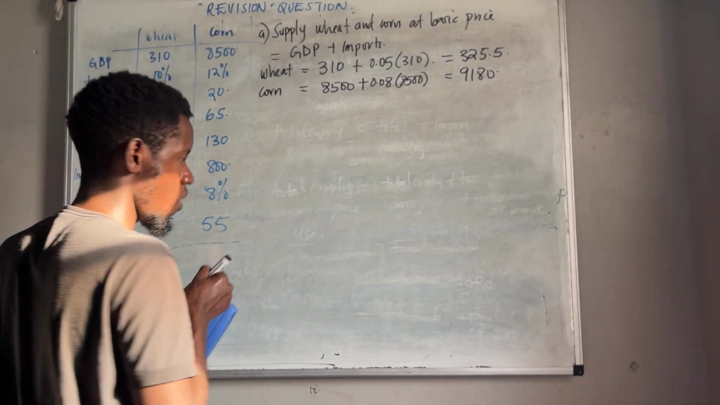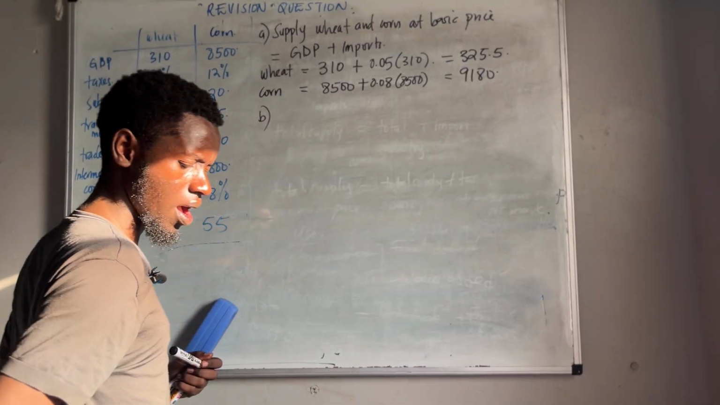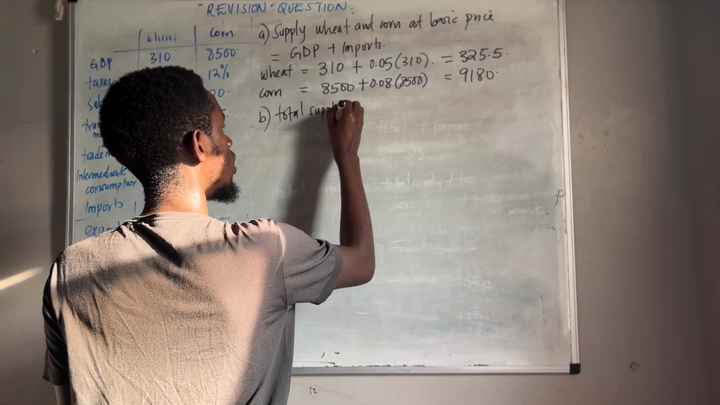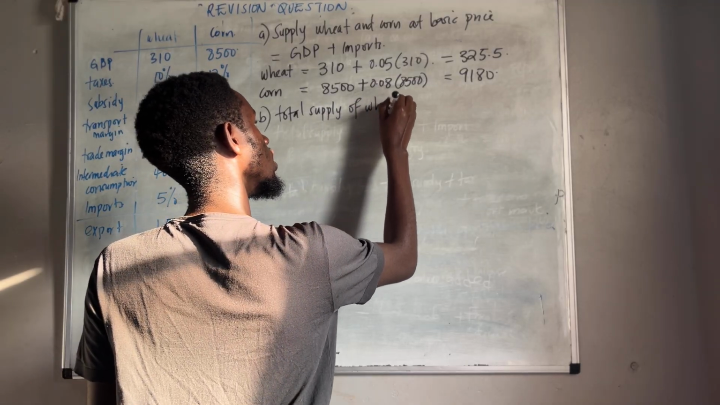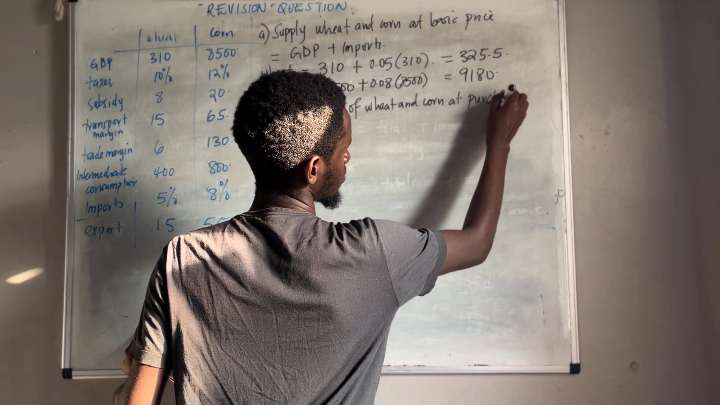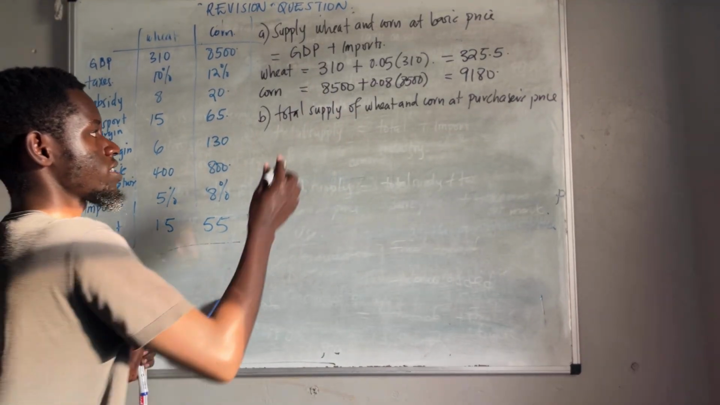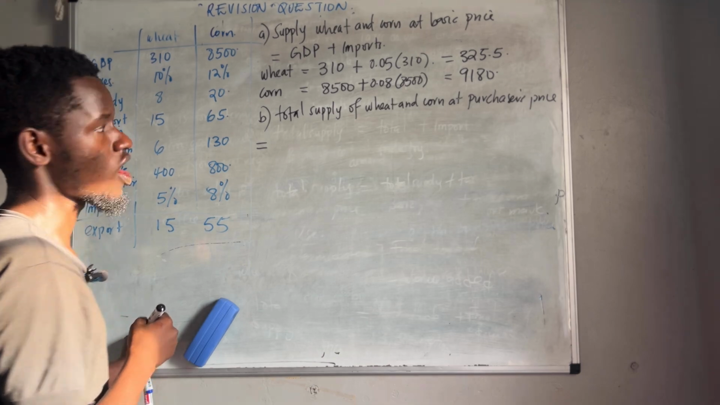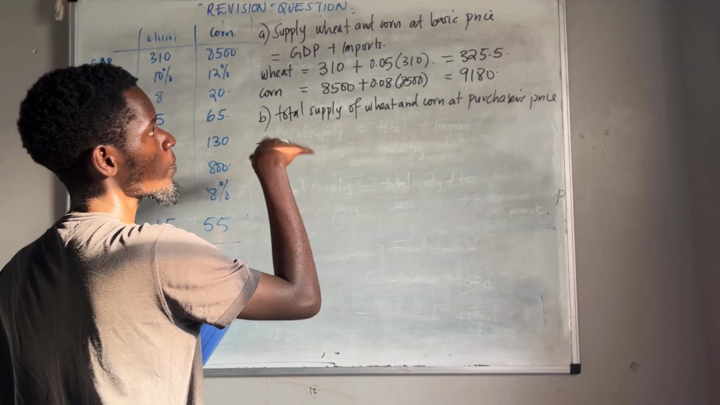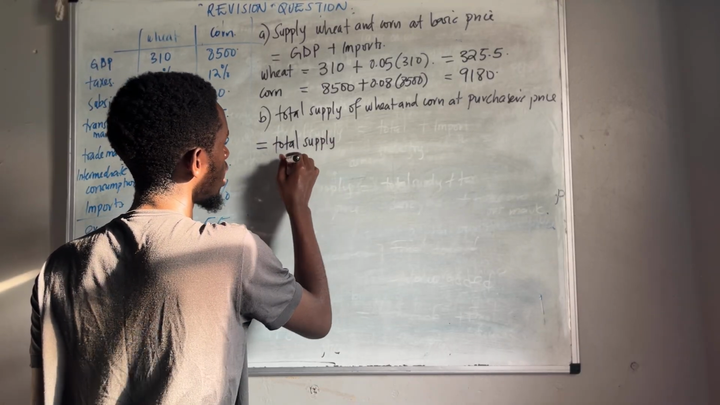Part B wants us to find the total supply of wheat and corn at purchaser's price. Now, for this part, at purchaser's price equals our total supply at basic price.